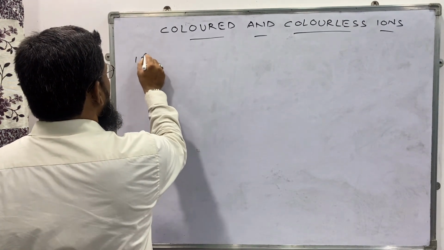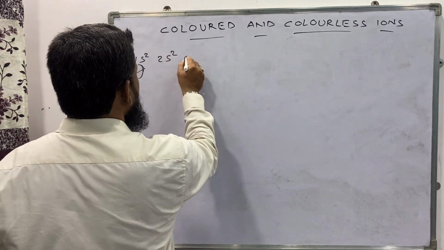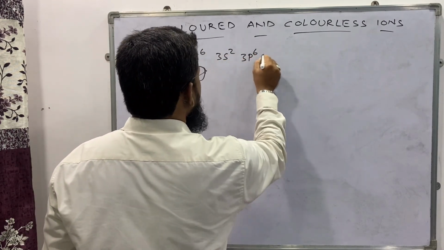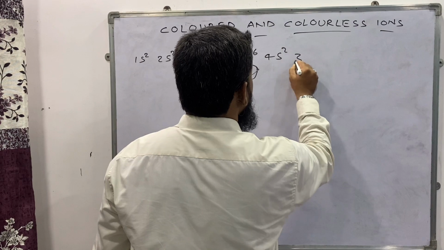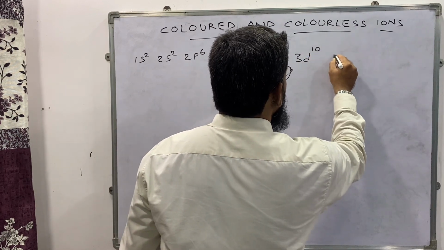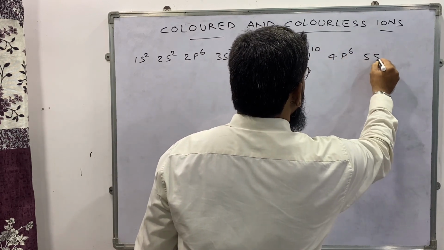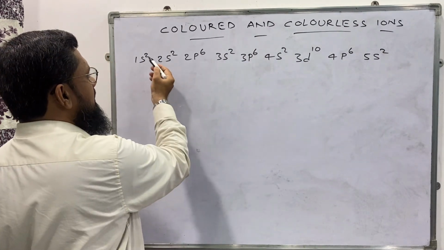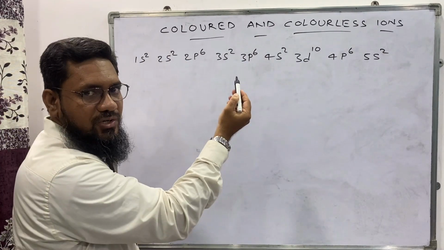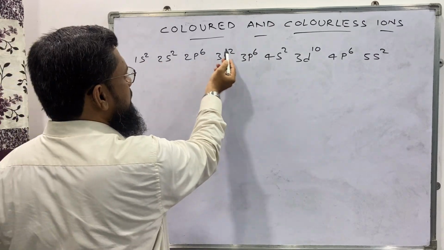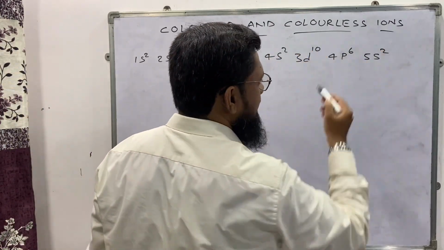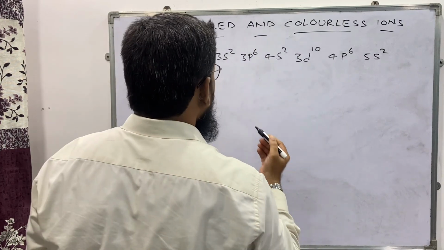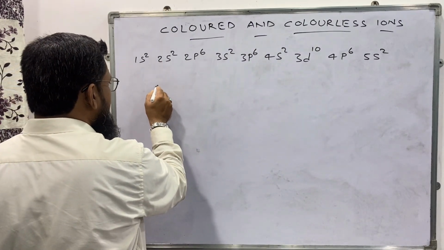You know it is 1s2, 2s2, 2p6, 3s2, 3p6, 4s2, 3d10, 4p6, 5s2. With the help of this configuration, we can write the electronic configuration for 2, 4, 10, 12, 18, 20, 30, 36, 38 electrons. Now, let's see the atomic number 21.